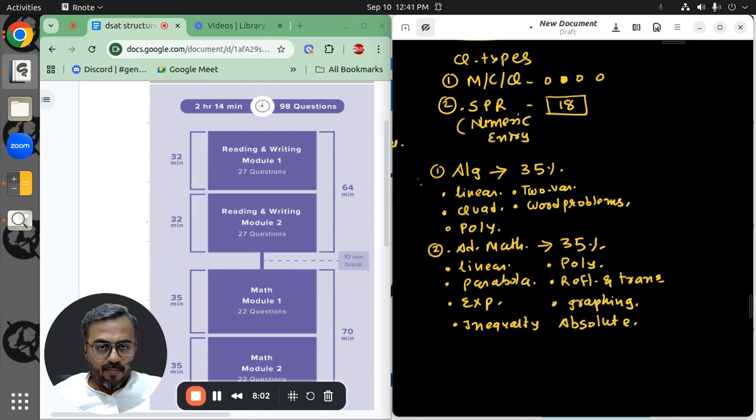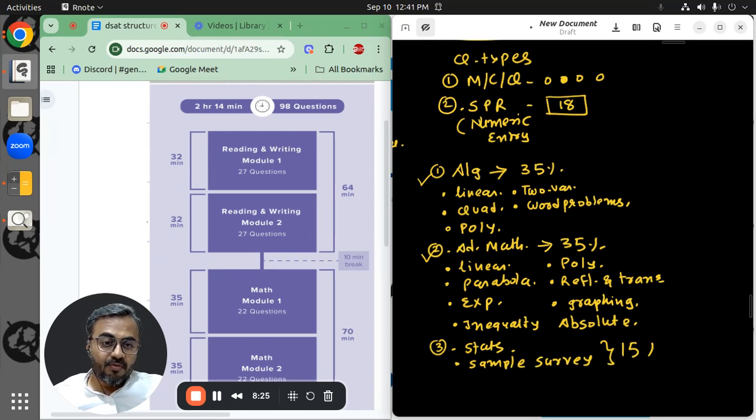So in math, if you're doing geometry and trigonometry, and you're very pro in that, it is 15% weightage only. If you're very keen with stats, sample survey, that is also 15% weightage only.